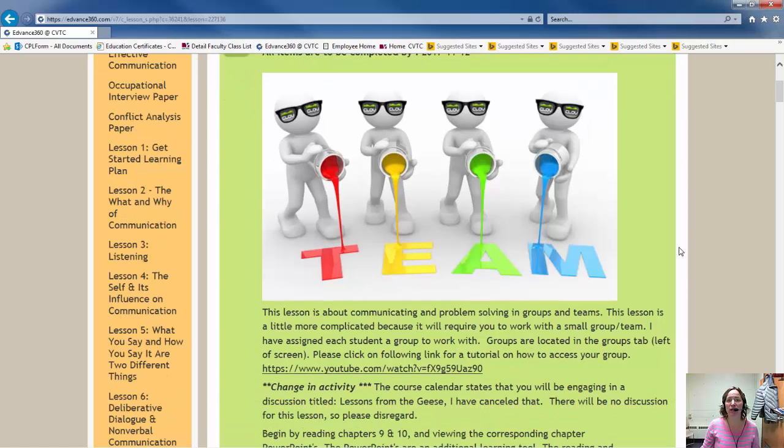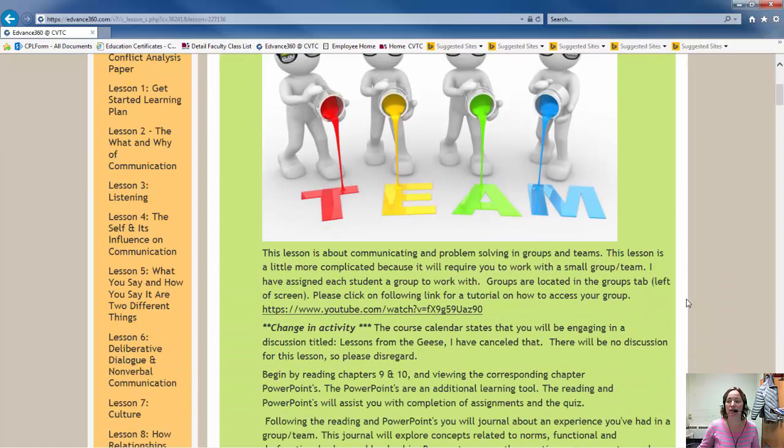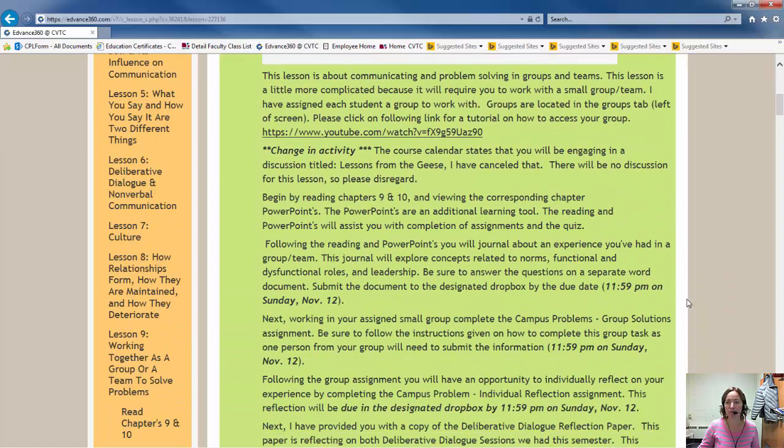I would like to take the next several minutes to walk you through the lesson and highlight some aspects of each of the assignments as you move forward over the next 2 weeks to accomplish them. I did say 2 weeks. This lesson will take place over 2 weeks because it is rather lengthy and involved. So all items should be started no later than October 30th, and all items need to be completed no later than November 12th by 11:59 p.m. So you'll have 2 weeks to complete this assignment.